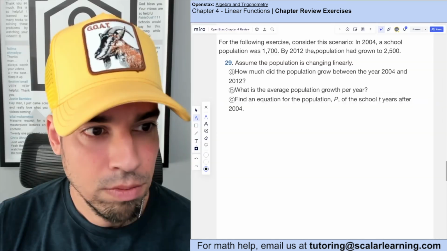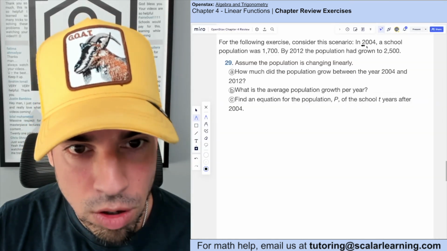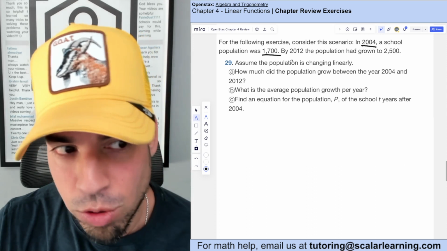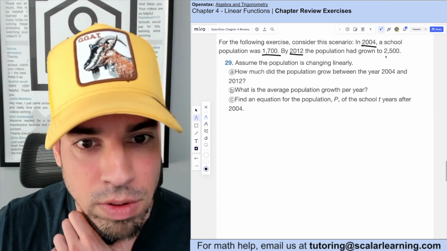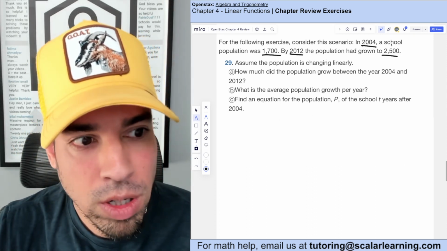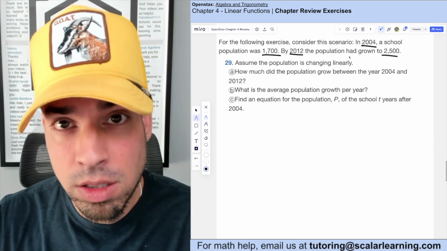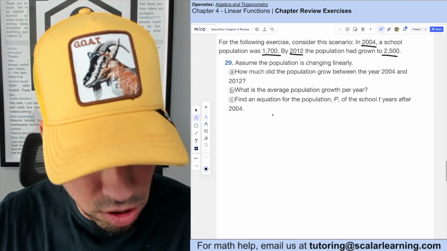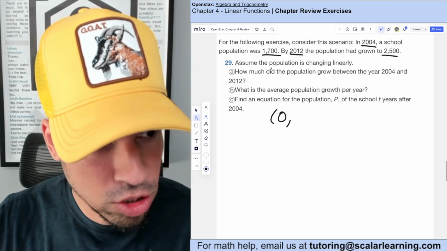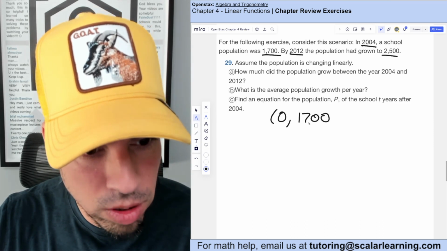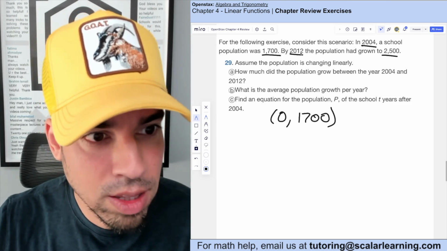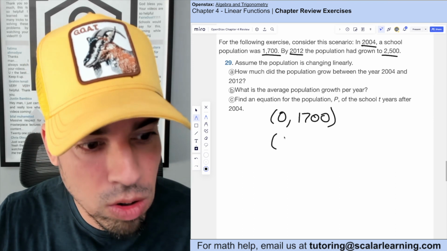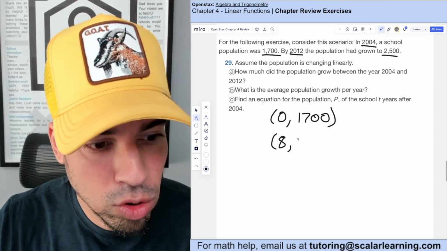Boom, done. For the following exercise, consider this scenario. In 2004, school population was 1,700. By 2012, it had grown to 2,500. So we're going to turn these both into coordinates, with 2004 serving as year 0. So I'm going to say 0, 1,700. And for this one, that would be 8 years after. So we could call that 8, 2,500.